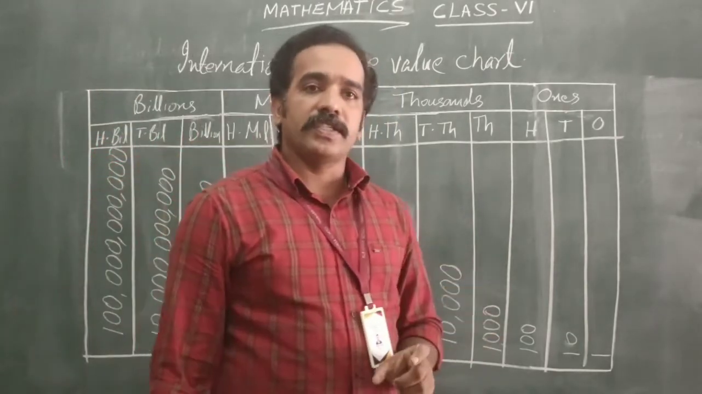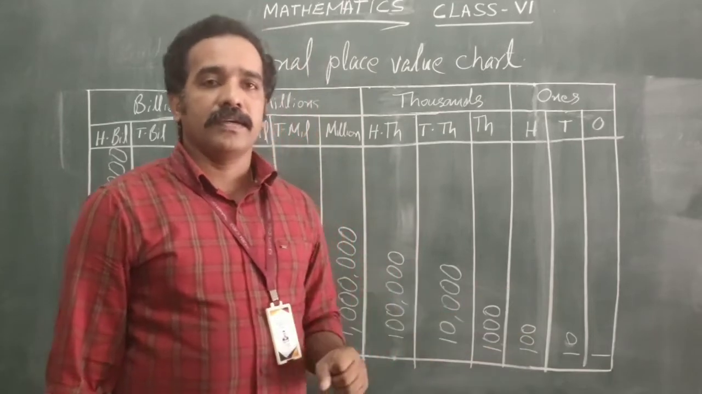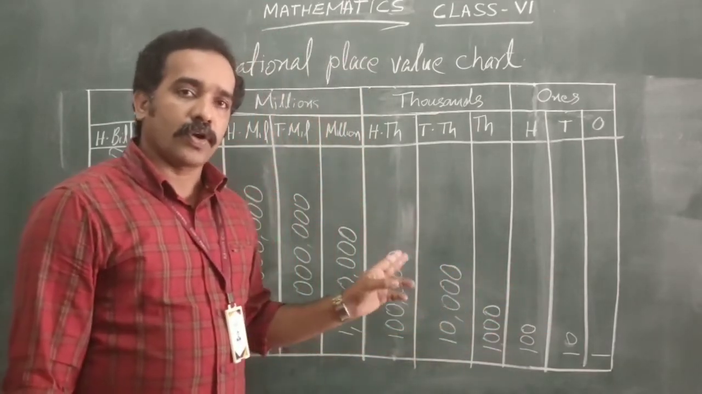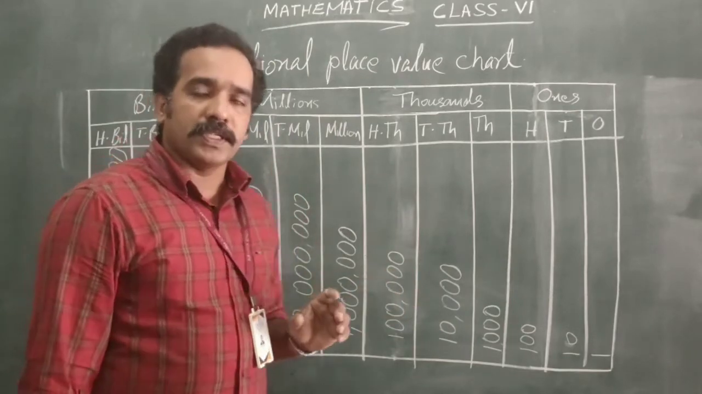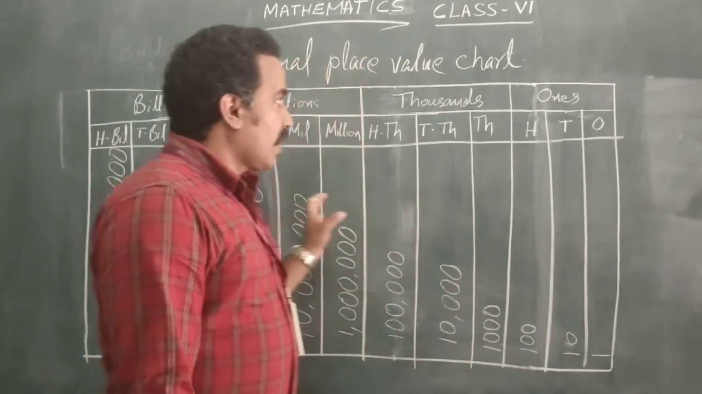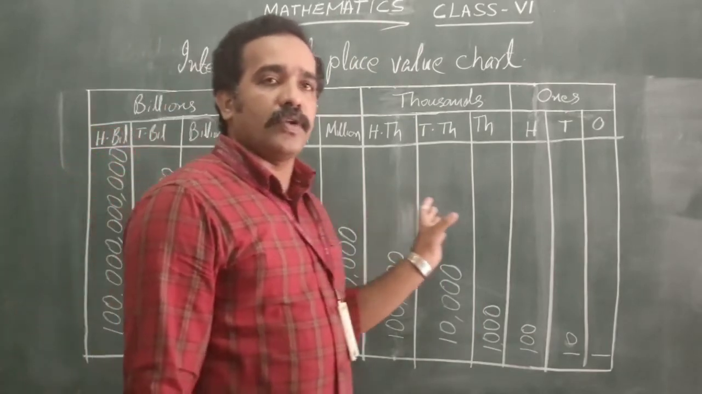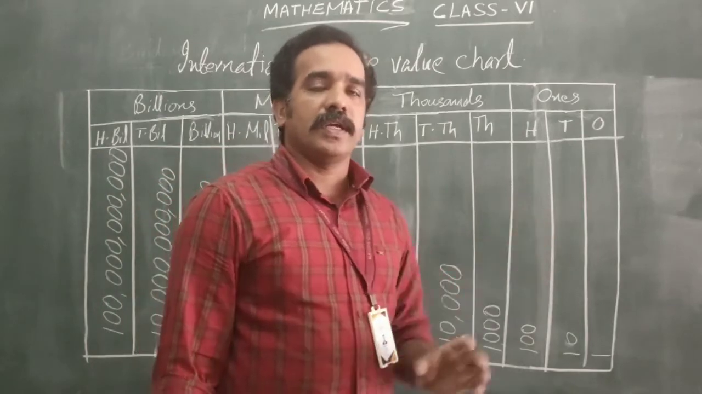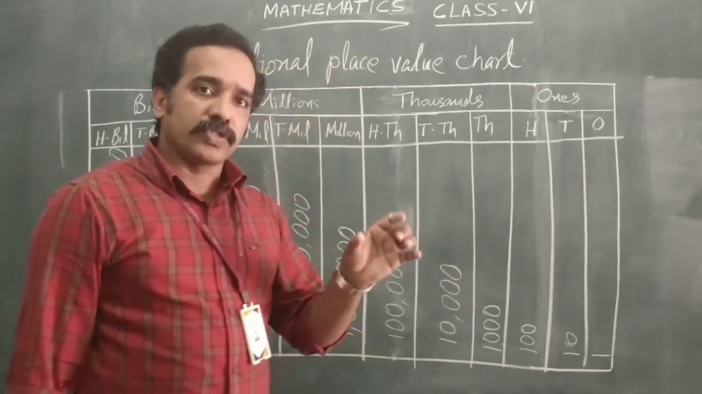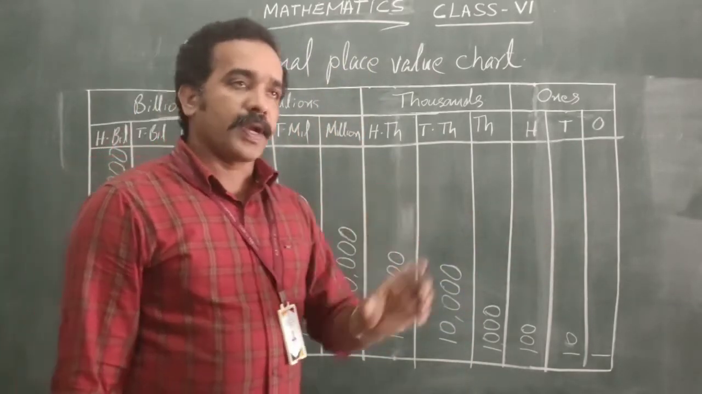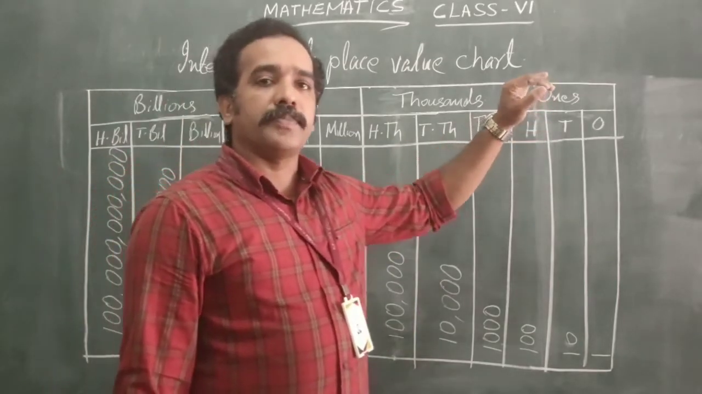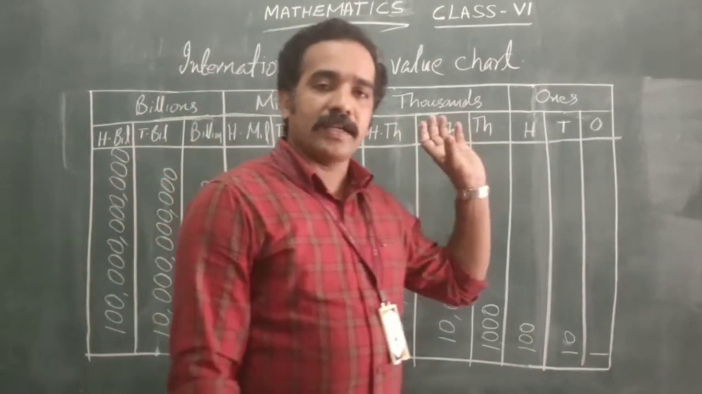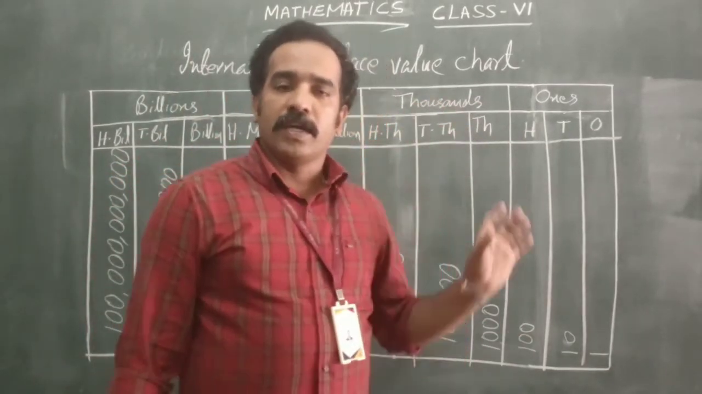If a 6 digit number is there, that is lakh. Then 7 digit means 10 lakh, 8 digit means crore, and 9 digit means 10 crores. Like that, Indian place value chart. So to find out the number names using the Indian place value chart, we are using these periods: the period names ones, thousands, then lakhs, crores, like that.